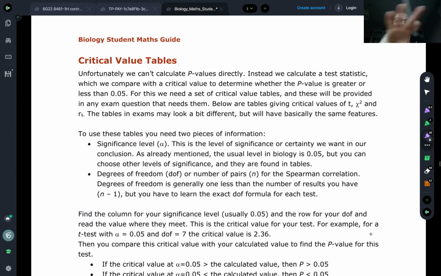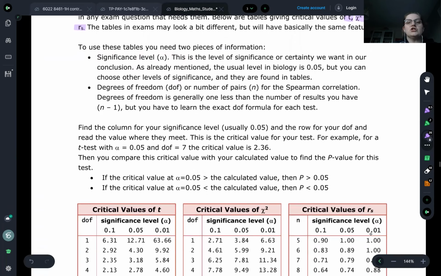So down here, I'll show you some examples of critical value tables for t-tests, chi-squared, and Spearman's rank. So these are all shorthand for those three tests. So that's t-test, chi-squared, and Spearman's rank. In the exam, the table may look a bit different, but they have the same features. Whenever you're going to use these tables, you need two pieces of information.